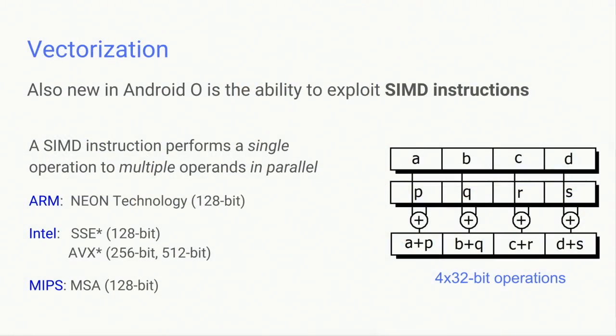So the last loop optimization I want to talk about is the ability of Android O to take advantage of SIMD instructions. SIMD instructions are instructions that perform a single operation simultaneously on multiple data operands. You see an example here where one instruction actually does 4 additions at the same time. And all our target platforms, ARM, Intel, MIPS, have such instructions. If you take advantage of them, it can greatly improve the performance of certain classes of programs.